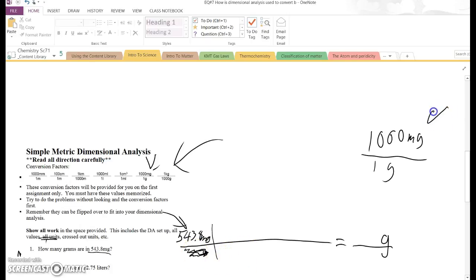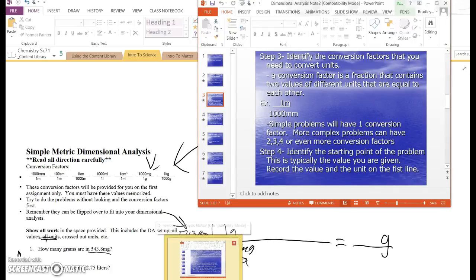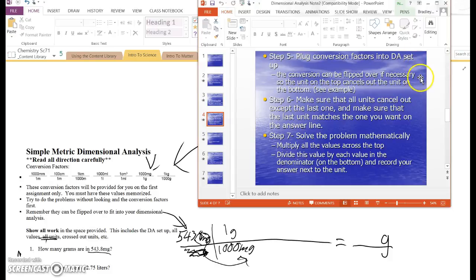So when I look at my conversion factor, I can plug my conversion factor in this way, or I can flip that conversion factor over and plug it in that way. Whatever unit I have right here, I want that unit to be down here. And that way those units can cancel out. So this conversion factor, I'm going to flip over so that it's like this, and I'm going to plug it in. So 1 gram over 1,000 milligrams. That was step 5. I plugged in my conversion factors.